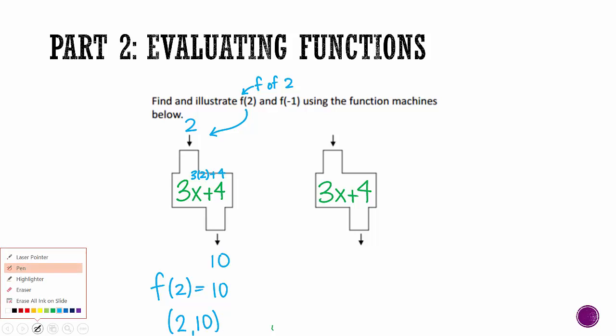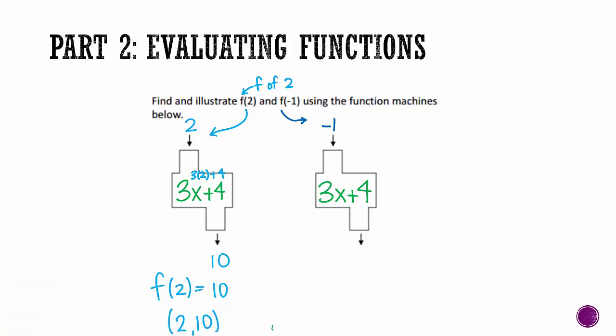We can do the same thing for the other one, f of negative 1. If I plug negative 1 in here, I'm going to do 3 times negative 1 and then add a 4, so I'm going to end up with 1. So again, I could write it as f of negative 1 equals 1, or I could write it as an ordered pair. And the whole reason we use function notation is so that we can see the answer, like this 1 is the answer, but we can also see what we plugged in to get that answer. So that's why function notation is important.